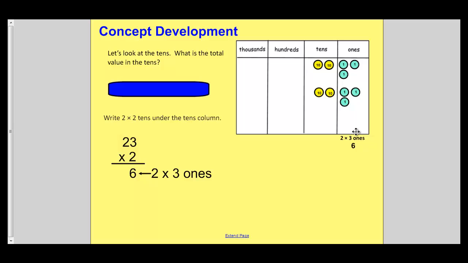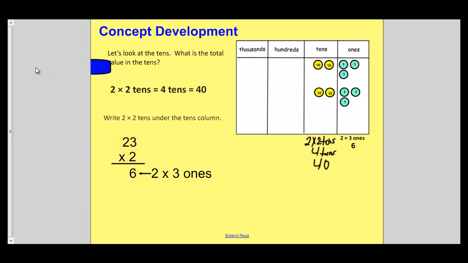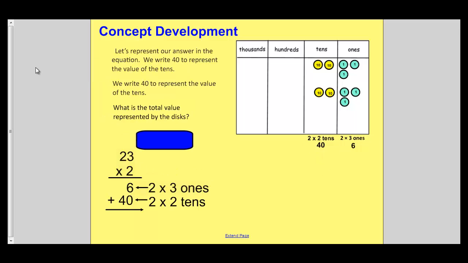Once you've done that, now let's look at the tens. So let's look at how many tens we have. We have 4. So if I have 2 times 2 tens, that gives me 4 tens, which equals 40. 2 times 2 tens equals 40.